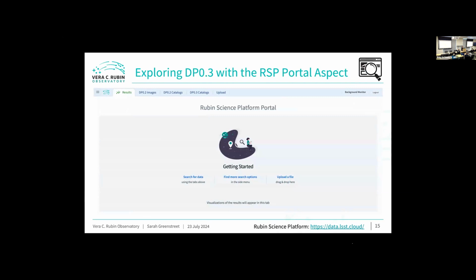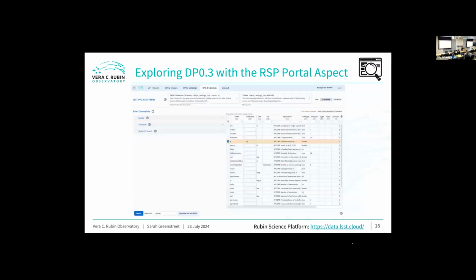And you can see at the top here are the different DP0 data sets that you can click on. DP0.3 only has simulated catalogs. There are no simulated images for the solar system simulated data set. So if we click on DP0.3 catalogs here, you can see at the top, you can choose which of the 4 tables you would like to look at.